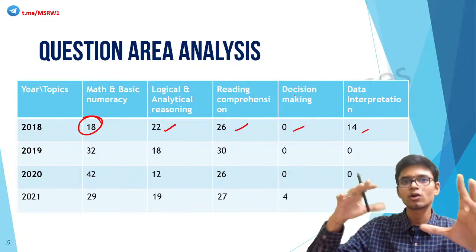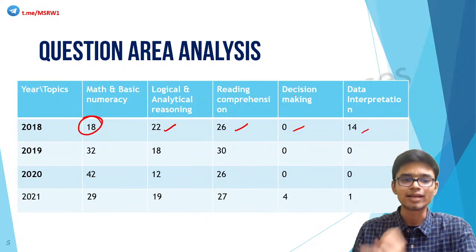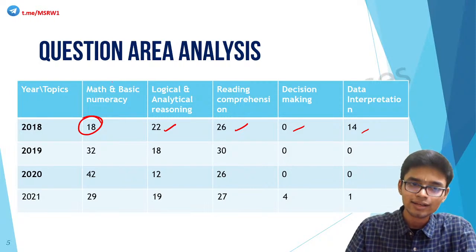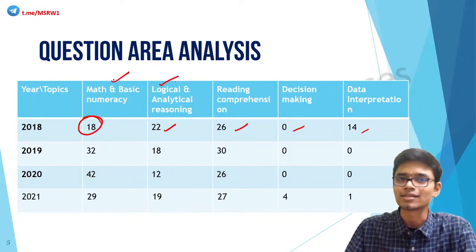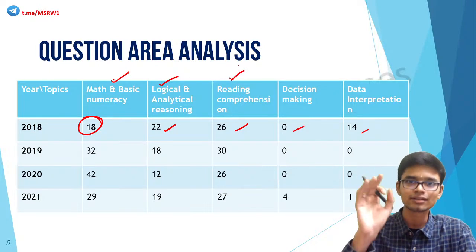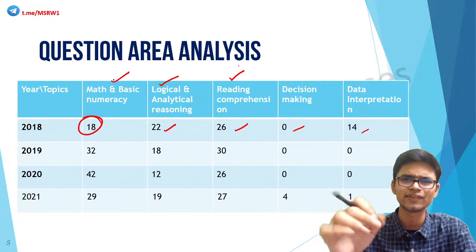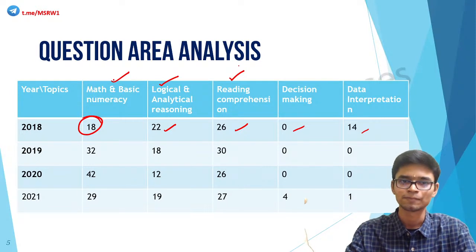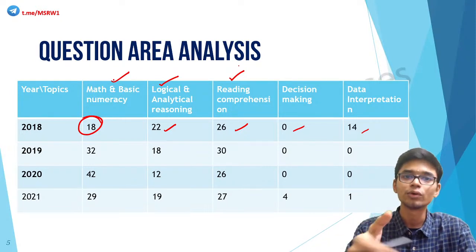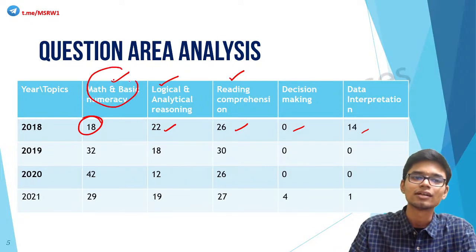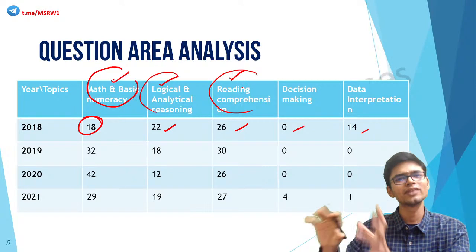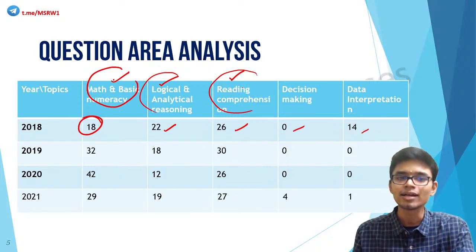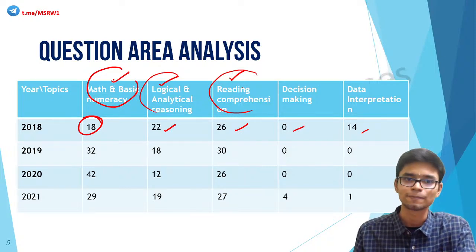Okay, so while we do an overall analysis of the previous papers, we can see that the most questions are taken from 3 prominent areas: math and basic numeracy, logical and analytical reasoning, and reading comprehension. These are the 3 focus areas of UPSC. Decision making, occasionally very few questions. Data interpretation, again, same thing. Very few questions in the previous years. And therefore, we are going to focus on the first 3 topics in our lectures. English one we can take later if many people request it. But otherwise, we are focusing on quantitative ability as well as logical and analytical reasoning.